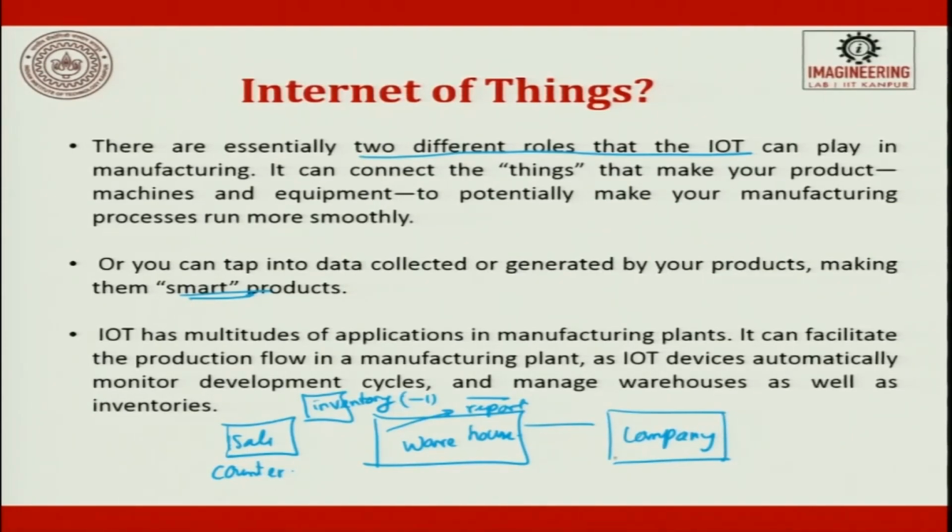So, without human intervention, using the sensor data, using the RFID tag or QR code reading, we are able to completely monitor the inventory as well as the warehouse. So, that is the need or use of IoT.